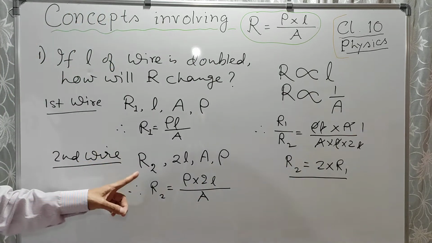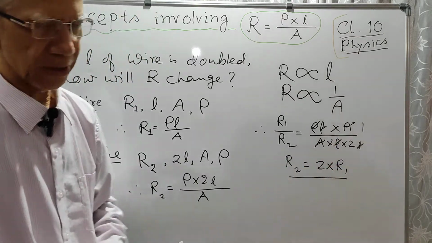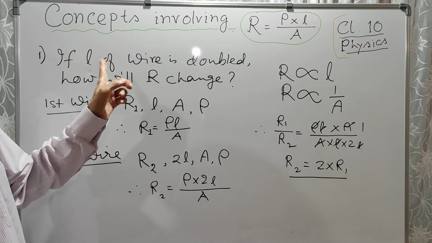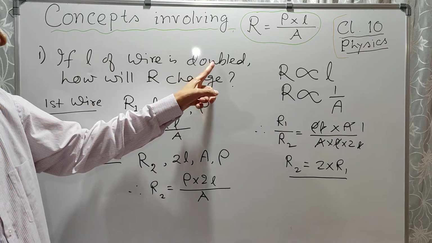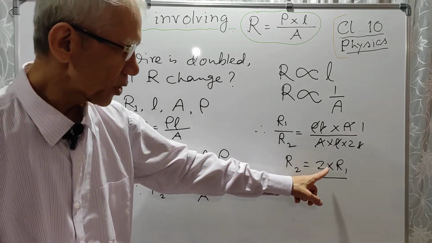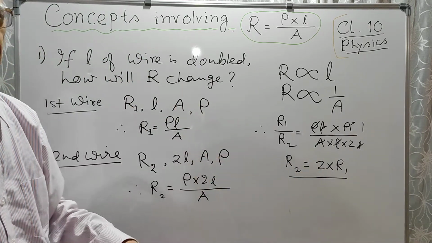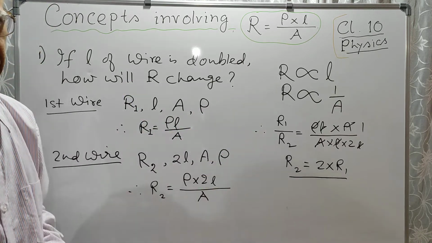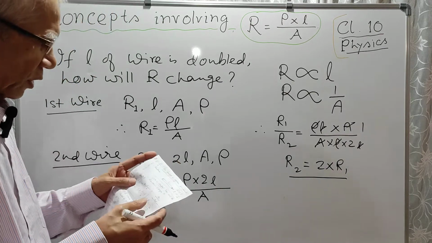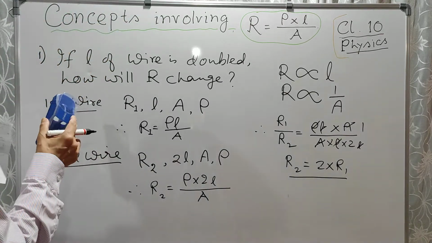That means the second wire resistance is double the first wire resistance. So when you double the length, what happens to resistance? Resistance also becomes double. This is the answer. Mathematically we have proved it. All right. So this was question 1. Now come to another question.